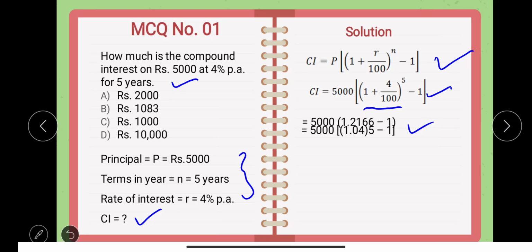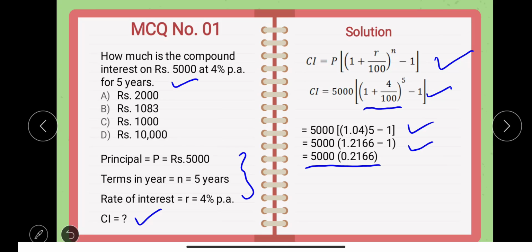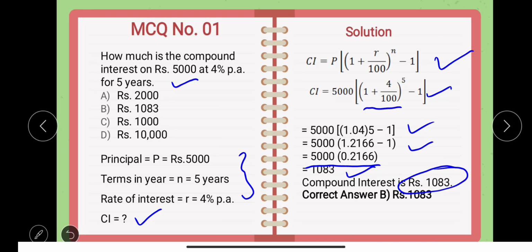If you do more practice, it will be very easy to calculate this and you will get the answer. So 5000 multiplied by 0.2166 will be 1083. It means here the compound interest is rupees 1083. It means the correct answer is option B, rupees 1083. So here option B is the correct option.